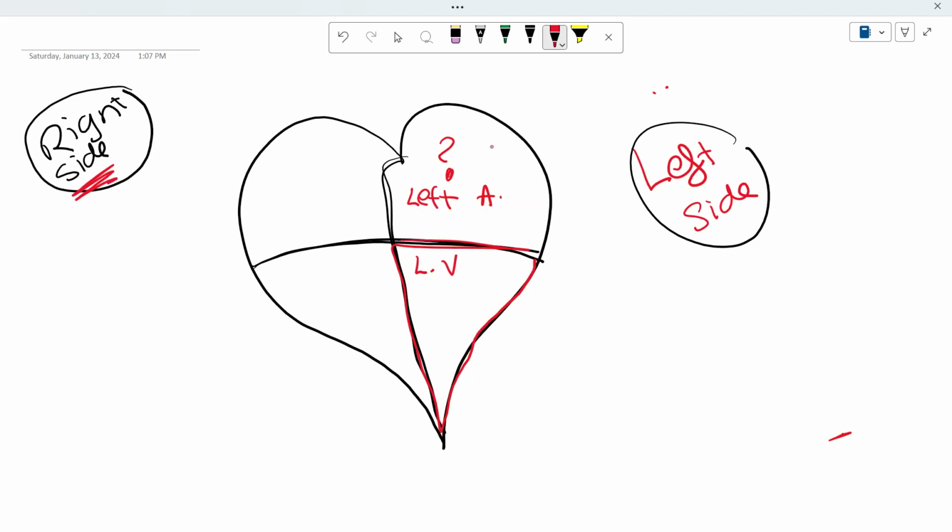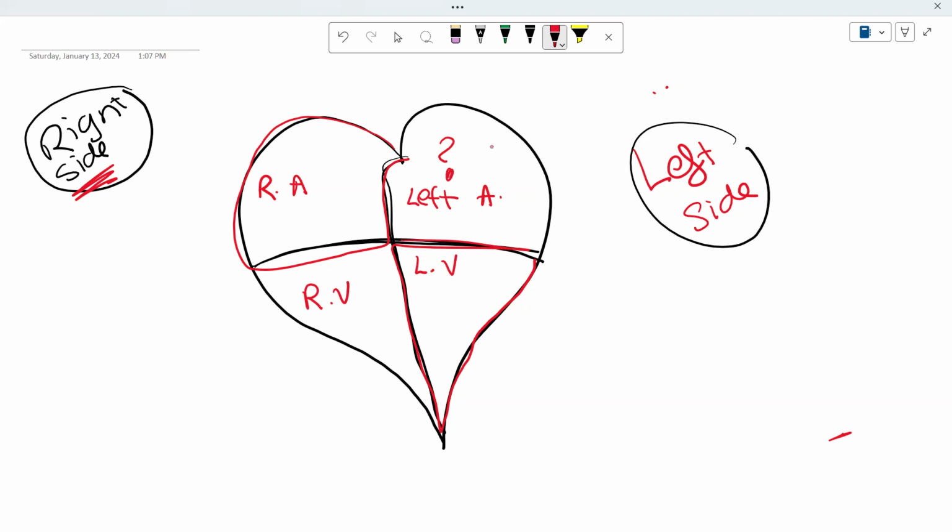Now here I'm on the right side of the heart, and this is the upper chamber. So this is going to be the right atrium, and the lower chamber will be the right ventricle. Very good. So I labeled the different chambers of the heart.